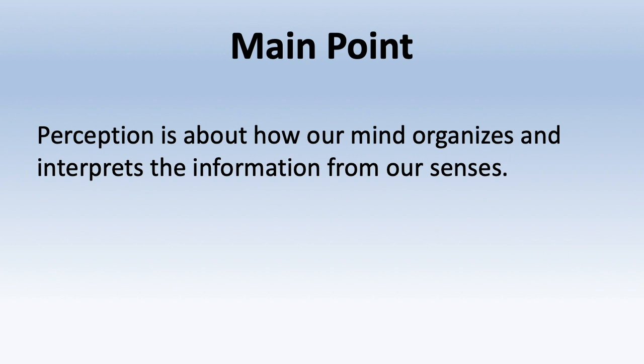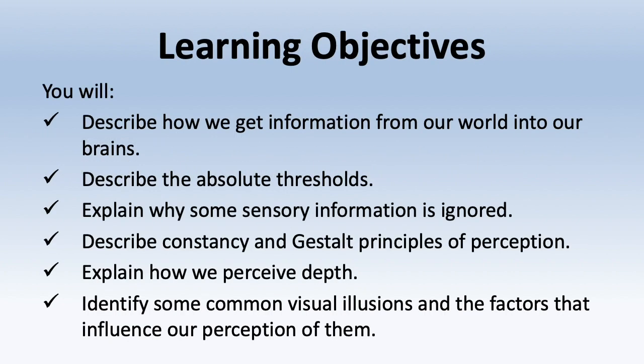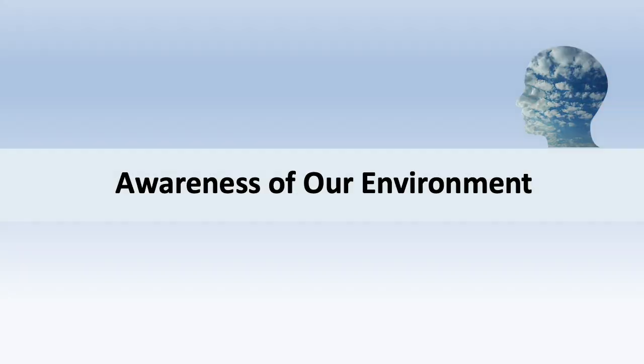In this chapter, perception is about how our mind organizes and interprets the information from our senses. You will describe how we get information from our world into our brains, describe the absolute threshold, what that means. You'll explain why some sensory information is ignored. You'll be able to describe constancy and Gestalt principles of perception. We'll explain how we perceive depth, and you'll identify some common visual illusions and the factors that influence our perception of them. Let's start with an awareness of our environment and how we become aware of it.